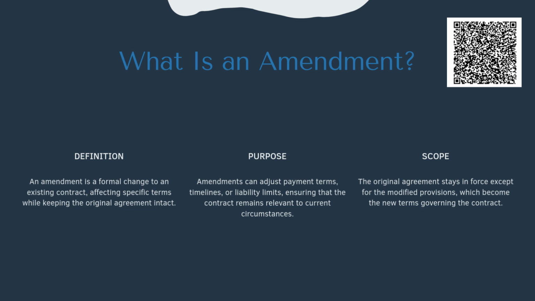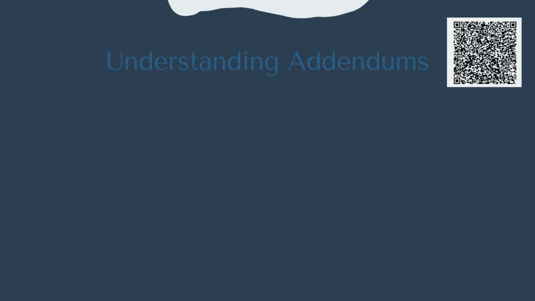What is an amendment? An amendment changes something that already exists in the contract. It replaces, deletes, or revises specific clauses. For example, you might amend payment terms, adjust timelines, or modify liability limits. The original agreement remains valid except for the specific provisions that are revised.